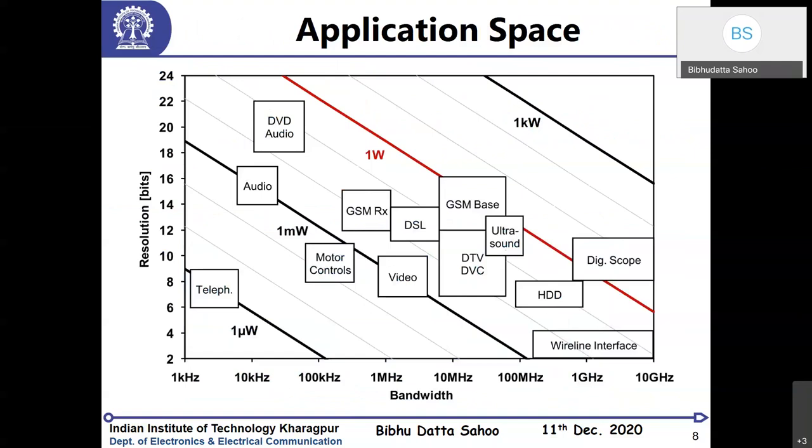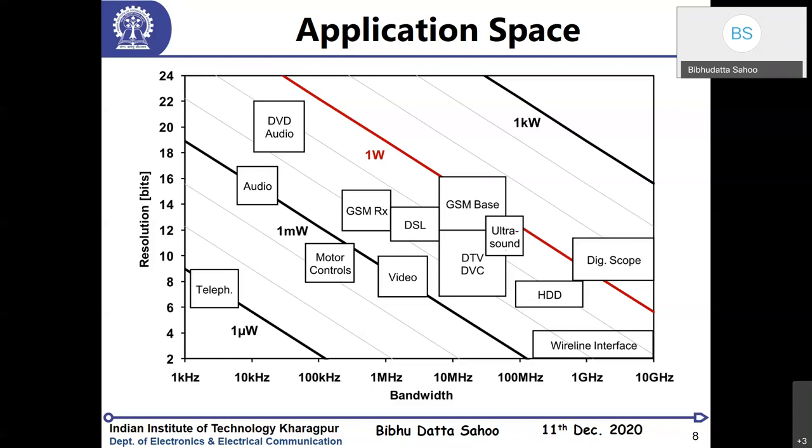Another thing is that each application has its own analog signal bandwidth, and each application requires a certain amount of accuracy, which we can define in terms of resolution. Now, this graph shows, for different applications, the bandwidth on the x-axis and the resolution that is needed. Based on that, the power consumption lines have been drawn, the negative slope lines like 1 microwatt, 1 milliwatt, 1 watt, and 1 kilowatt boundaries, which define the power consumption of the ADCs for different applications.